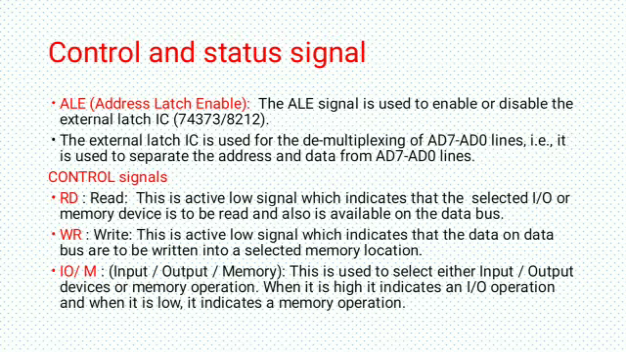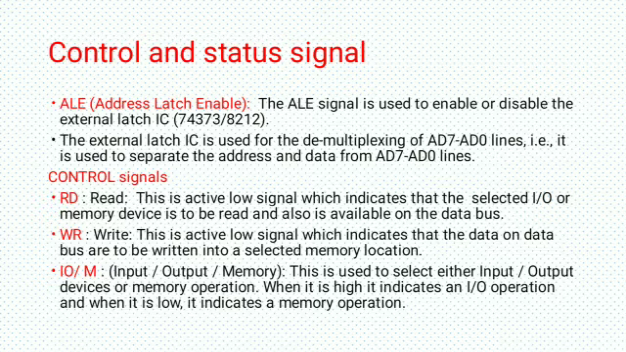The next one is the control and status signal. Here 3 control signals are used. One is read, another one is write, and the next one is IO by M bar. A low on read indicates the data must be read from the selected memory location or IO port via the data bus. Write signal: a low on write indicates that the data must be written into the selected memory location or IO port via the data bus.